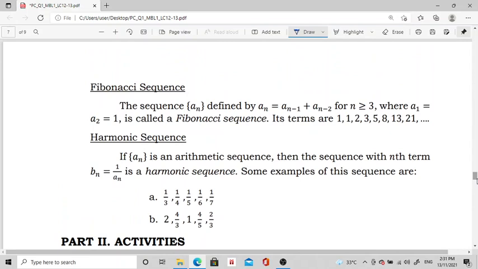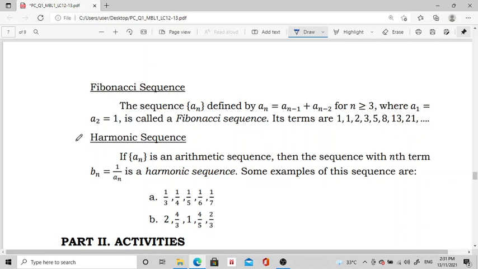Alright, for additional information, I included the Fibonacci sequence, and it is defined by a sub n equals a sub n minus 1 plus a sub n minus 2 for n greater than or equal to 3, where a1 and a2 are both 1. So, yan yung Fibonacci. So, dinagdag natin.